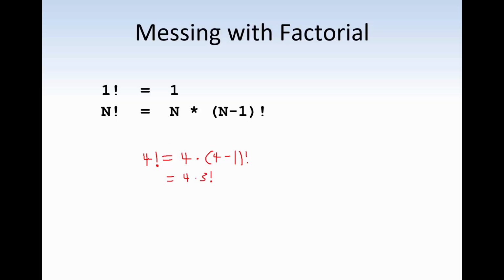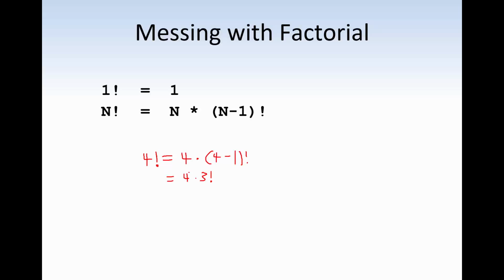So I wanted to compute factorial of 4, and I've made it a little bit simpler. The factorial of 3 is going to be simpler to compute than the factorial of 4. I'm making my problem a little bit smaller. It's still the same type of problem. I'm still trying to compute the factorial of a number, but now the factorial I'm looking for is a little bit simpler, a little bit easier to get than the one I started with.